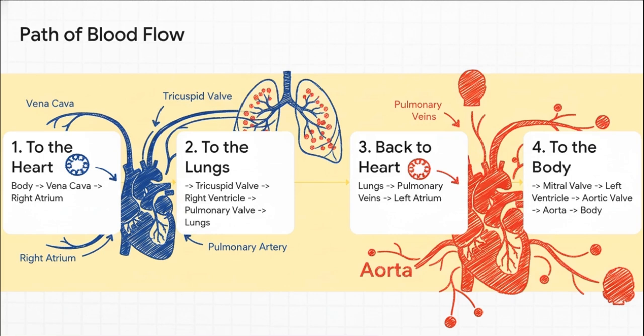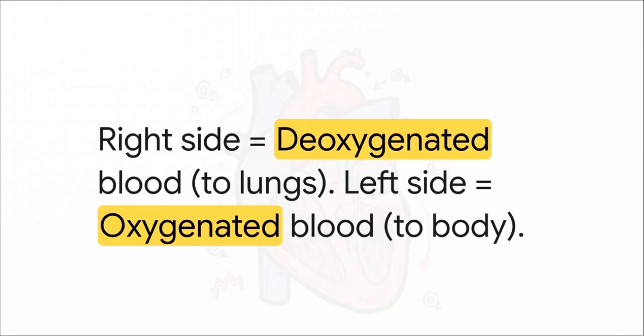That fresh, oxygenated blood returns from the lungs through the pulmonary veins and into the left atrium. From there, it goes through the mitral valve into the super powerful left ventricle. And finally, the left ventricle pumps that oxygen-rich blood through the aortic valve into the aorta and out to the rest of the body. So let's simplify that.